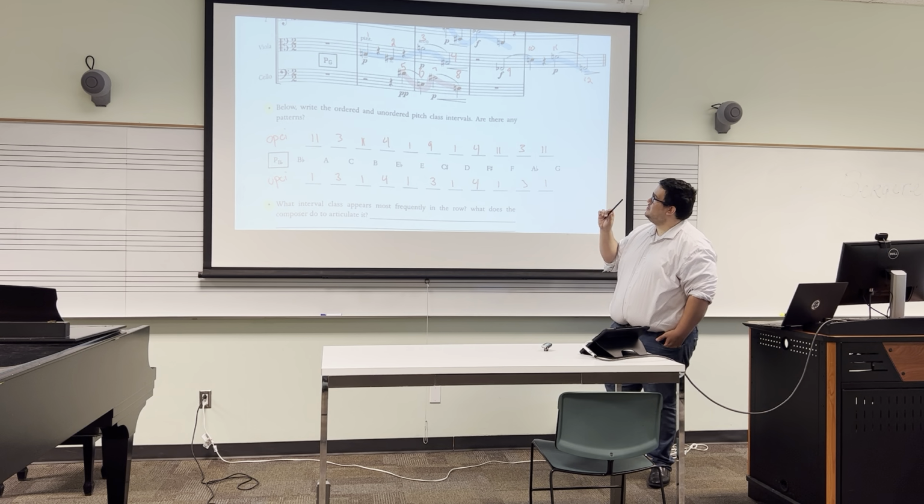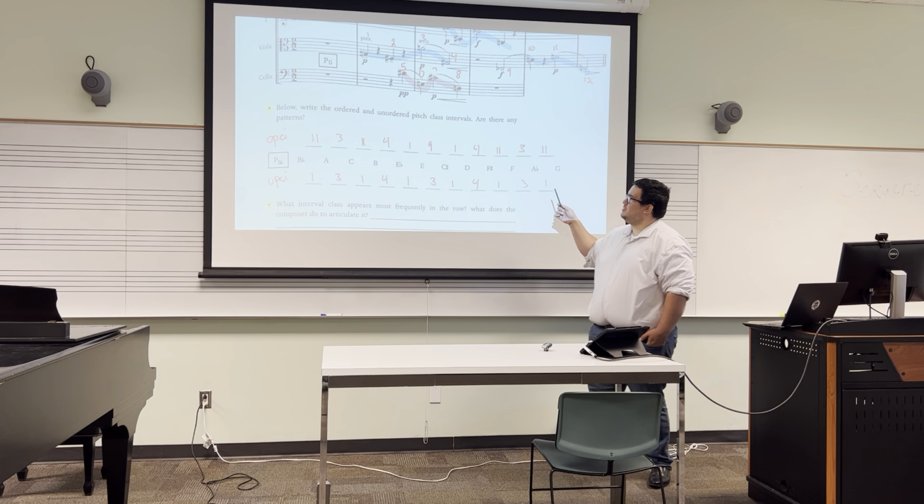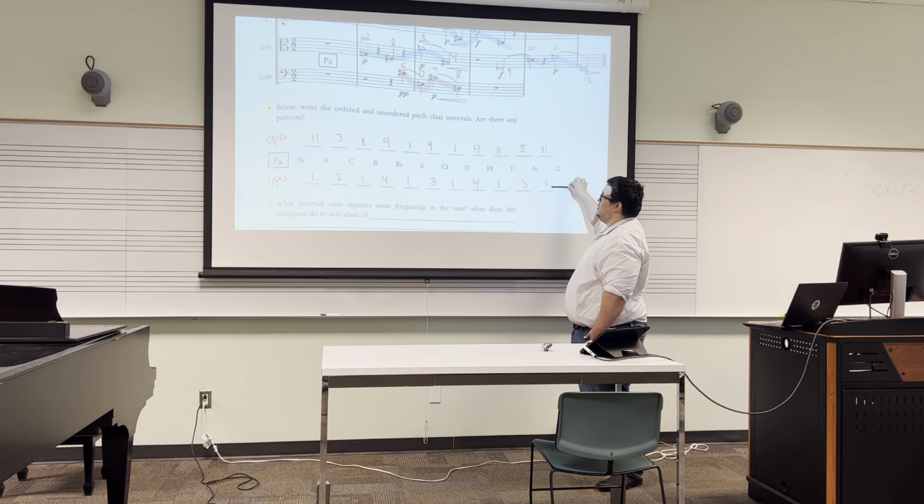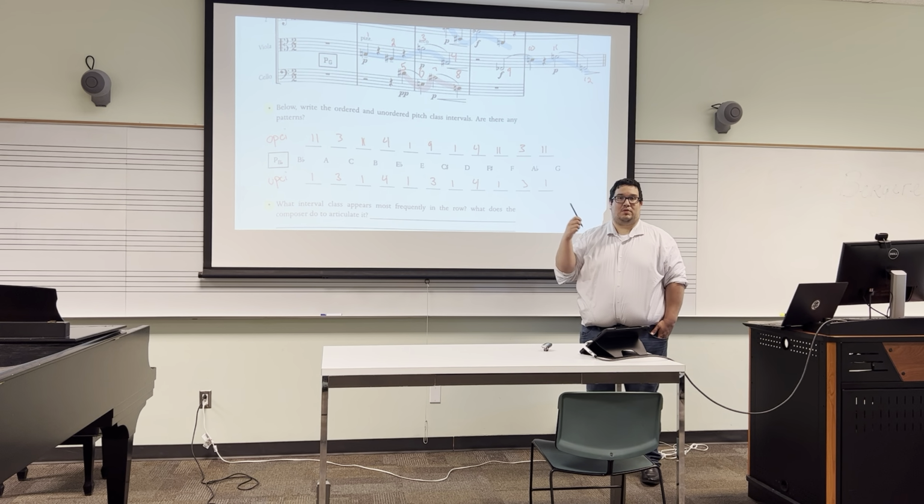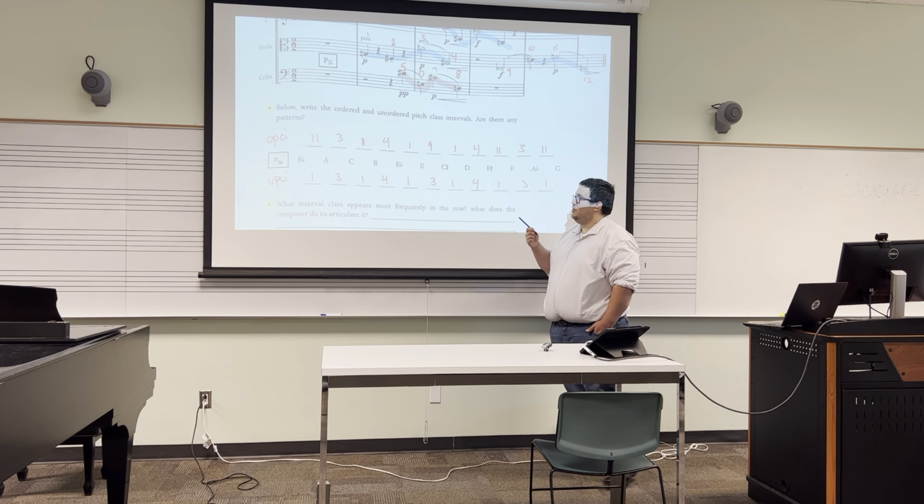There's 4 11s and 1, 2, 3, 4, 5, 6, 7, 8 ones. But if we look just at this second row, if you're going to consider just one of the 2 rows, the unordered pitch class intervals is probably more important, for reasons we can talk about in a bit.